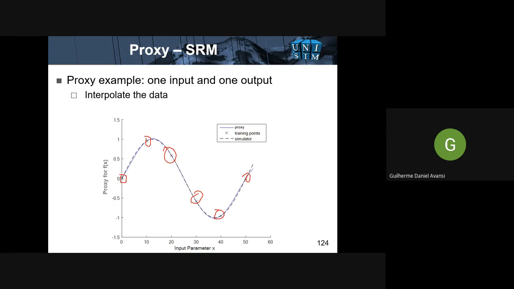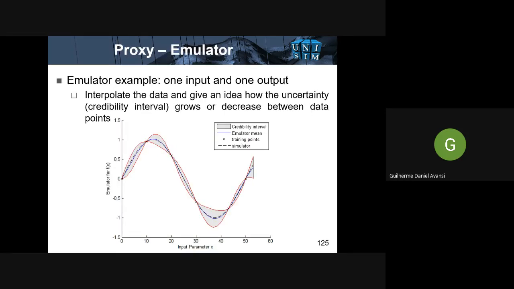So we are just interpolating the information. We have this information, this information, this information, this information here, and we are building our proxy. We are interpolating in order to understand what is happening between this point and this point, and so on. But with emulators, we can do the same, with an additional thing that is very important when we are talking about uncertainty: to understand the credibility of this interval, or the uncertainty.